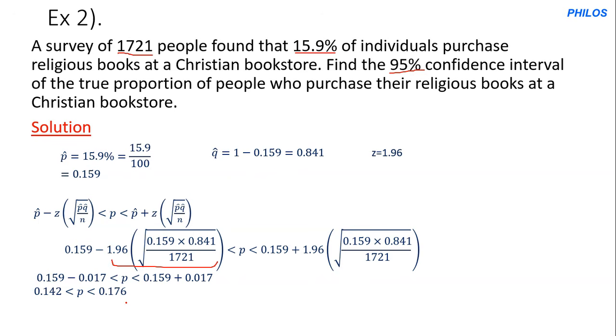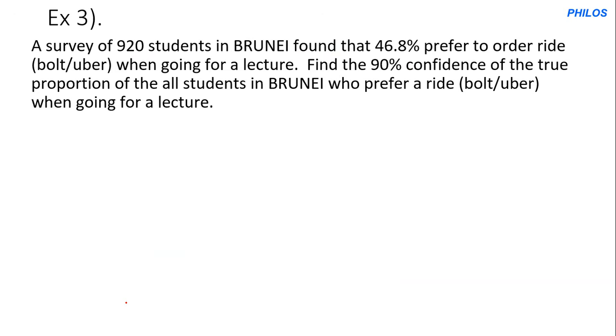So before we move to another subtopic in this video, let's take a third example. Example 3 says, a survey of 920 students in Brunei found that 46.8% prefer to order a ride when going for a lecture. Find the 90% confidence of the true proportion of all the students in Brunei who prefer a ride when going for a lecture.